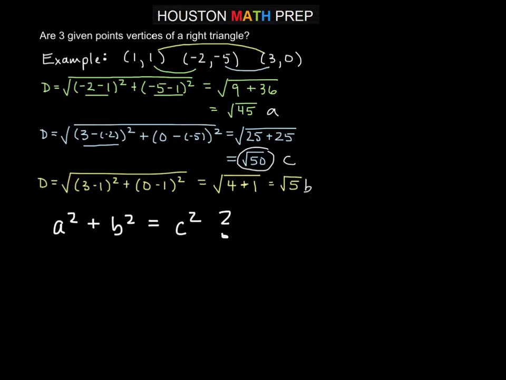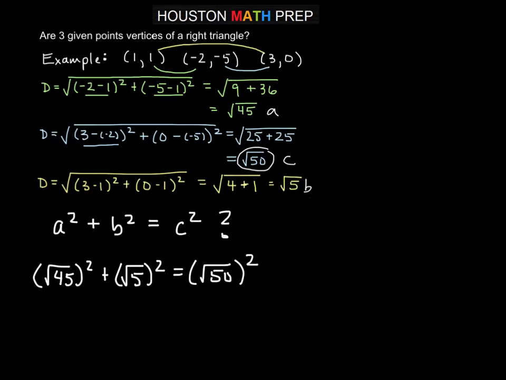Is that true? If it's true, it's a right triangle. If it's not, then it isn't a right triangle. So let's go ahead and plug in our information. So we get the square root of 45 squared plus B is the square root of 5 squared equals the square root of 50 squared.